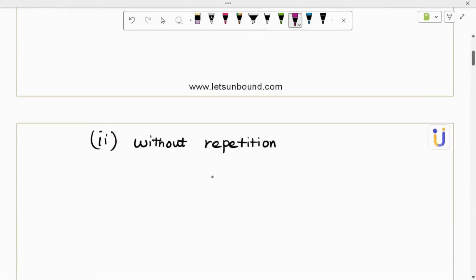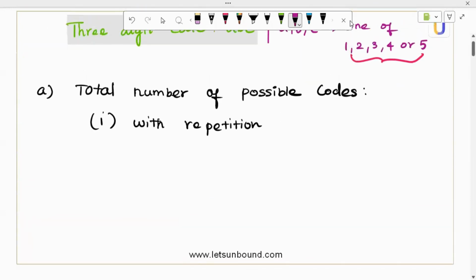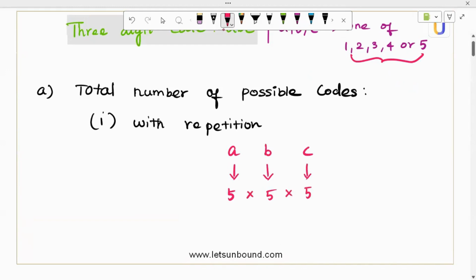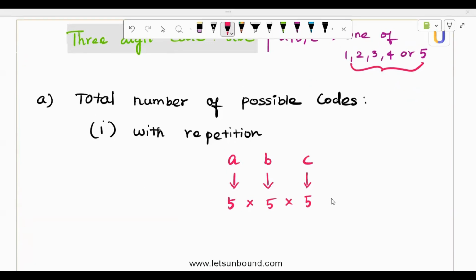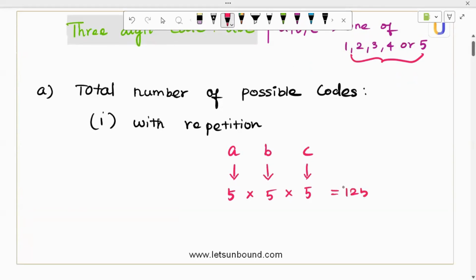And the second case is without repetition. So let's take it as an arrangement: A, B, C. With repetition, the number of ways to fill the slot for A is 5 ways, and B also 5 ways, and C also 5. It's a counting technique by multiplicity. So 5 times 5 times 5 is 125. That's simple. In a few seconds, we can solve this. 125 possible codes when it is with repetition.